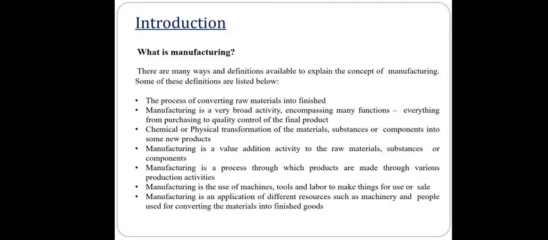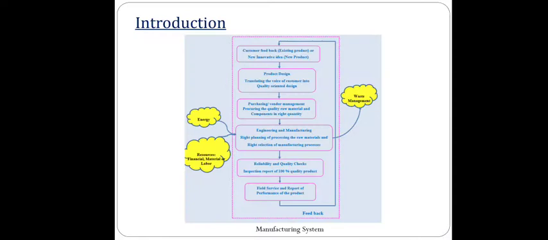So this is all about the manufacturing, that is some of the definitions of manufacturing. See what we mean by manufacturing. In simple terms, manufacturing is nothing but the conversion of raw material into the finished product. So this is all about manufacturing. So guys, see in this PPT, that is the manufacturing system.